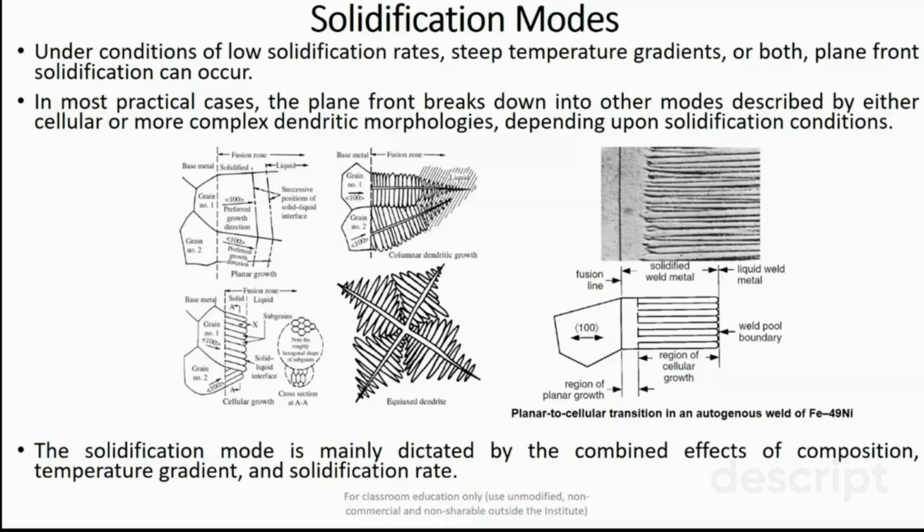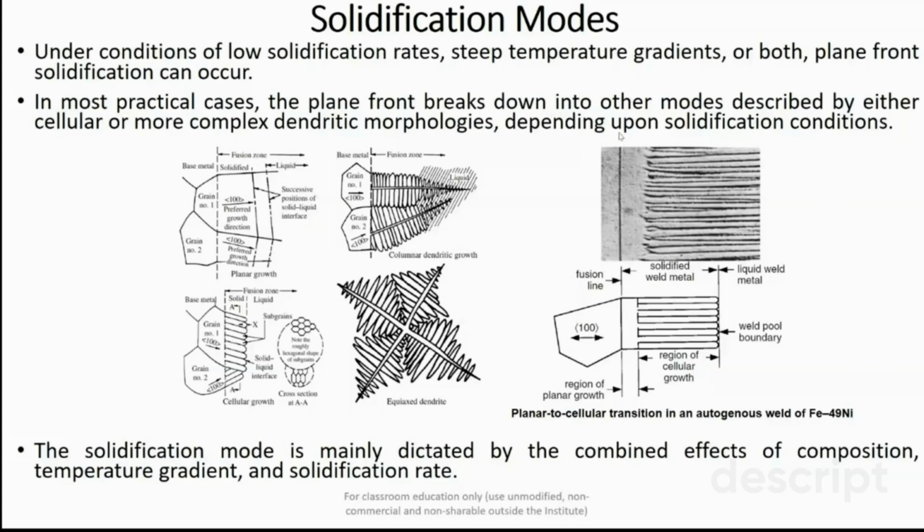Scientists have observed that under the condition of low solidification rate, denoted by this R value, and steeper temperature gradient, so the temperature gradient is very high and the solidification rate is slow, if you have both these conditions, then you have the planar front solidification occurring in the molten weld pool.